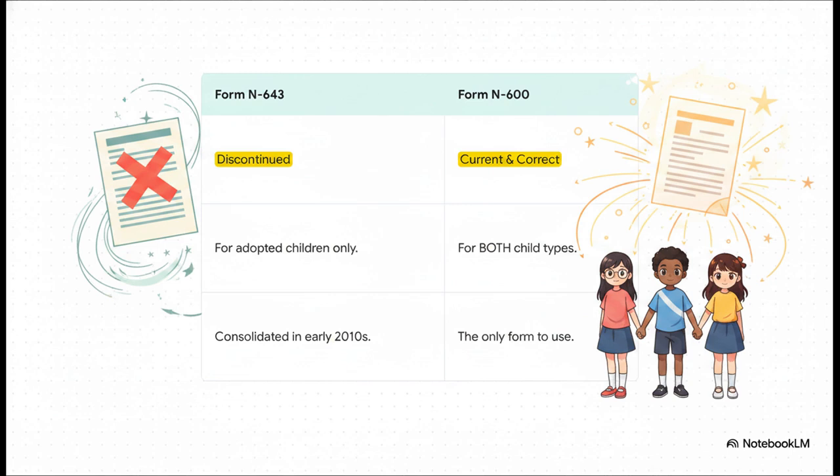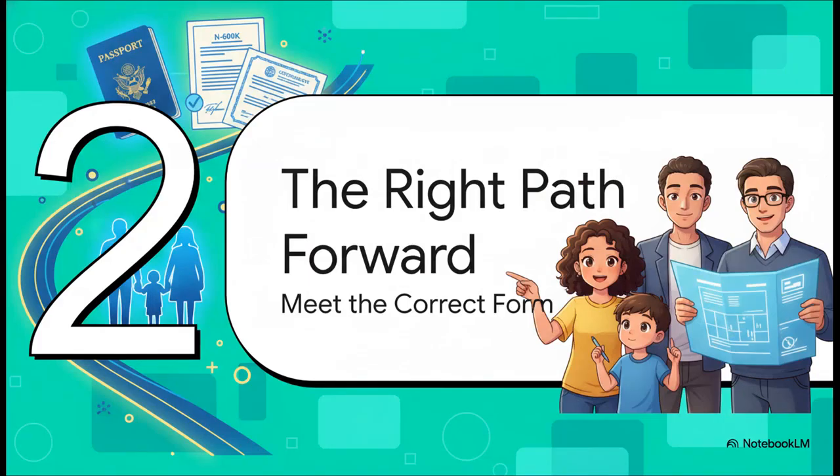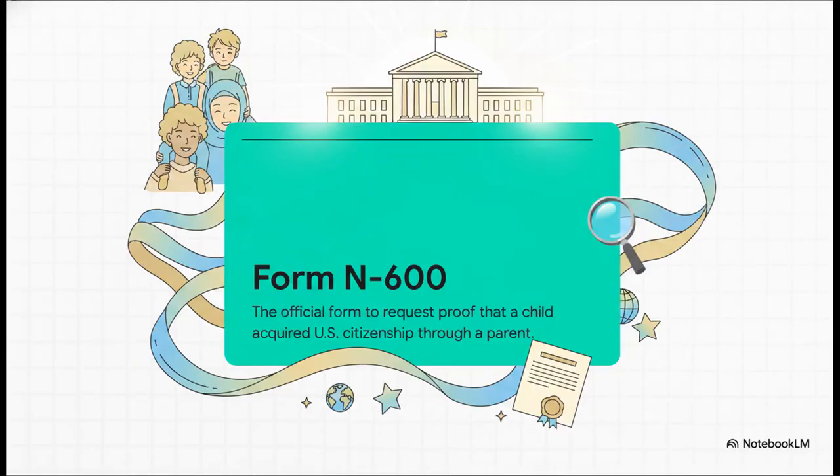The big takeaway here is that Form N-600 now covers everybody, both biological and adopted children. It is the one and only form you need today. Simple as that. All right, so now that we've put that ghost form to rest, let's talk about what you actually need. So what is this Form N-600 exactly? Think of it as the official application you use to get that concrete government-issued proof, that certificate of citizenship, that says, yes, my child is a U.S. citizen because I am. And just to be super clear, this absolutely includes adoptive parents.